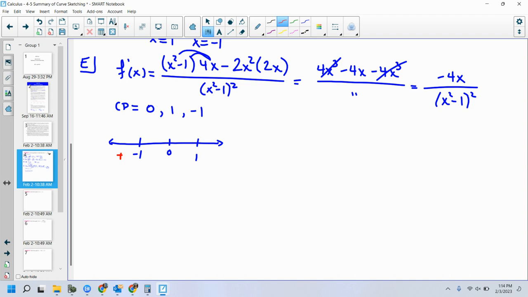If I plug in negative 1/2, negative times a negative is a positive, and it's still divided by a positive. So it's positive in there. If I plug in positive 0.5, negative divided by positive is a negative. If I plug in 2, negative divided by positive is a negative. See, you don't have to actually run values because you only care about the sign. That'll make things go a little quicker.